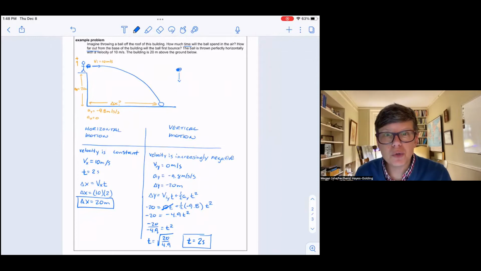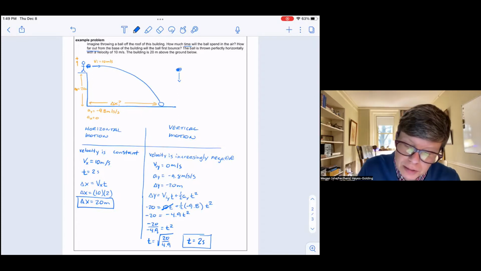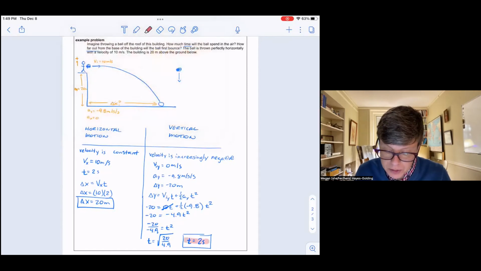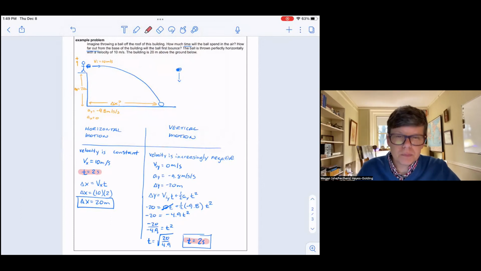I encourage you to break your problem into a horizontal and vertical portion, and remember that the thing that links them together, the one quantity that links them, is time. Time is constant between the 2 halves of this problem. While the ball is moving down, it's also translating horizontally. Good luck and happy problem solving.